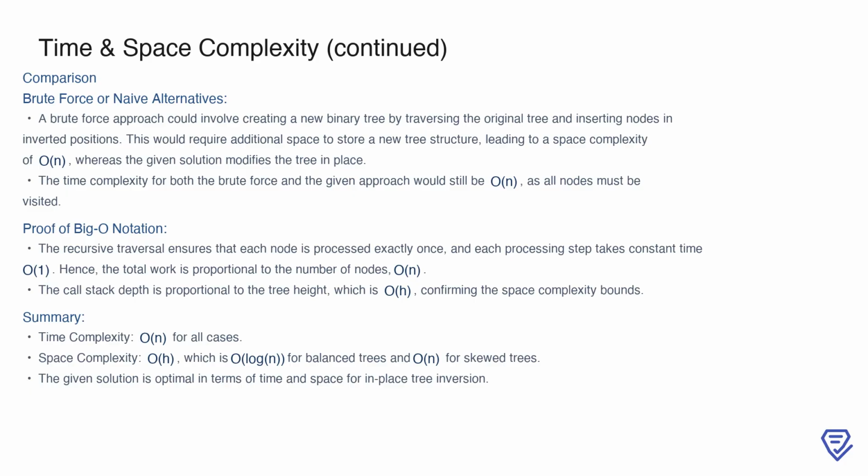For balanced trees, this is O(log n), while for skewed trees, it becomes O(n). This makes our approach both time and space efficient for in-place tree inversion.